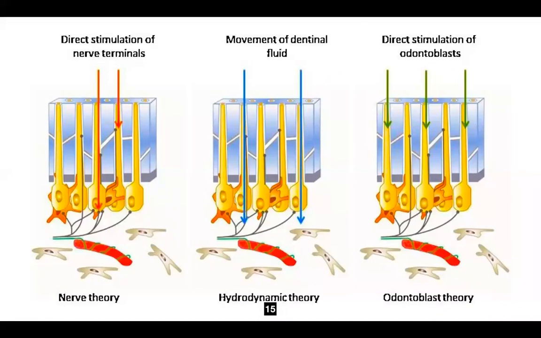The first one was neural theory. It says that direct stimulation of nerve terminals is causing the sensitivity. The second one was odontoblastic theory. Over here, it's showing us the third one, that odontoblasts can also act as receptors, and this is also known as transduction theory, but it is also not true. The center one is the most accepted one, known as the hydrodynamic theory.